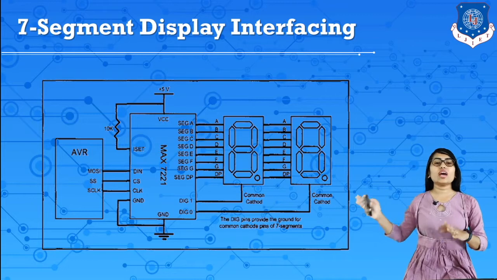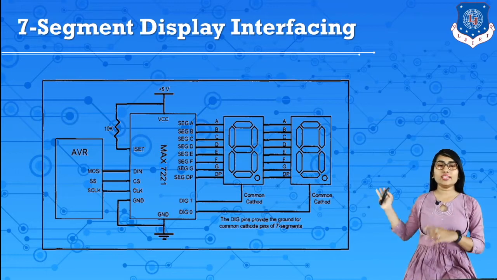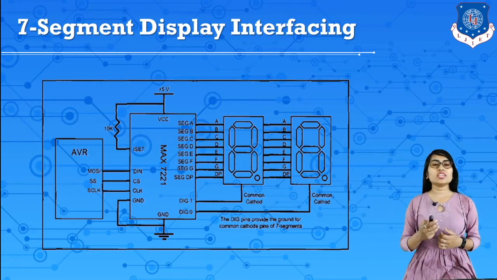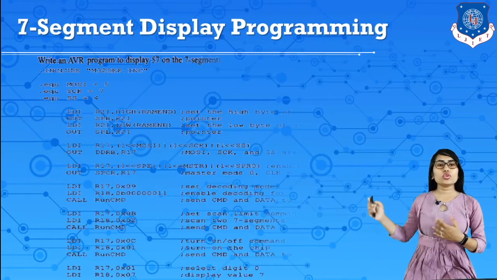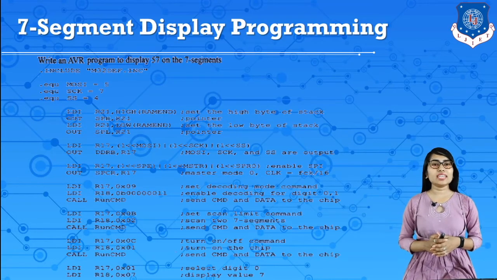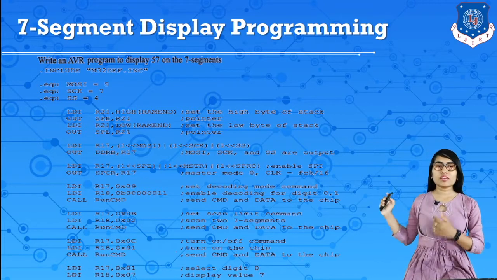So according to that, whatever program we perform on AVR can be loaded in the AVR. Then according to that, this IC generates numbers or characters or letters based on the 7 segment display. So here we have a program: write an AVR program to display 57 on the 7 segments. This is the assembly language program. So we want 57 on a 7 segment LED.